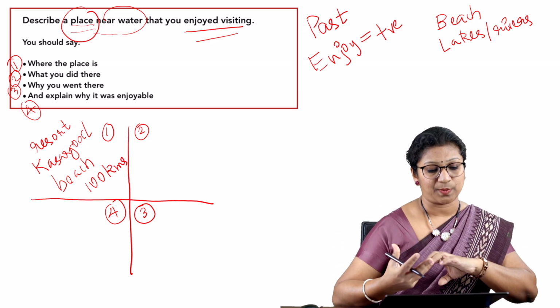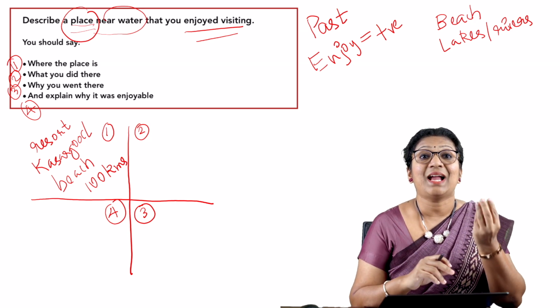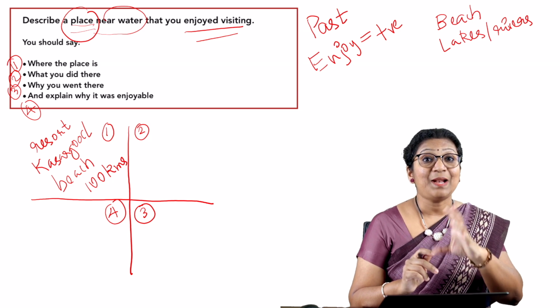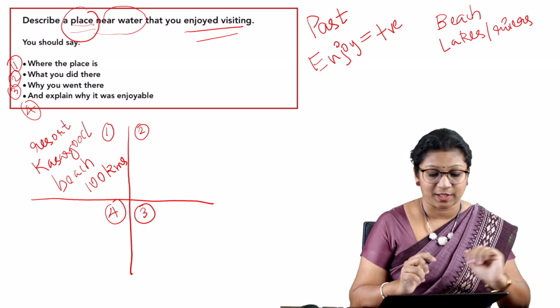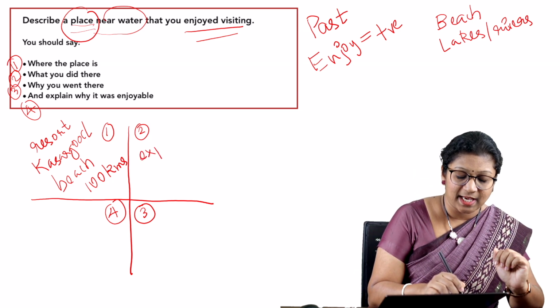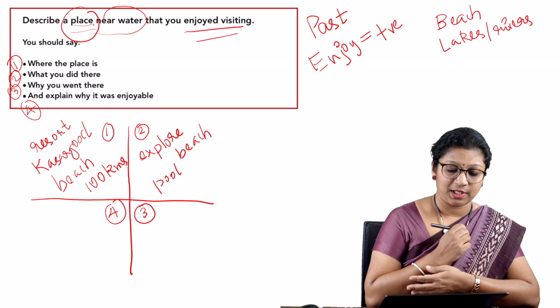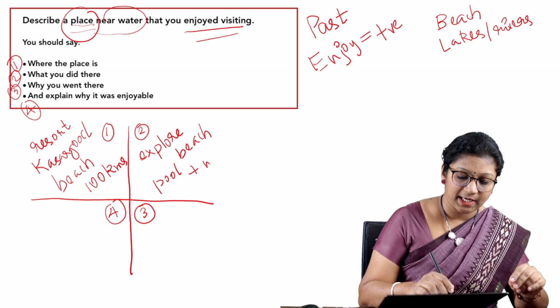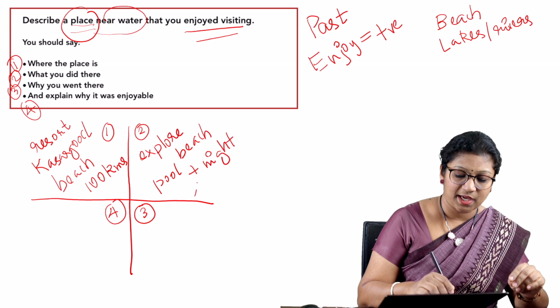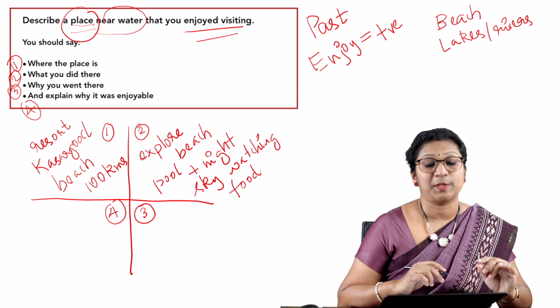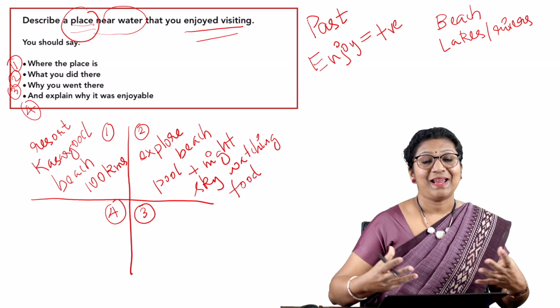Then you focus on the second question, what you did there, which means activities. So on the second quadrant, you have to write down words to help you describe the different activities that you were involved in. So you can write words like explore beach, then you can mention pool, then you can mention night sky watching, and maybe food. So you write down these words because based on these words, you're going to try and expand your responses.